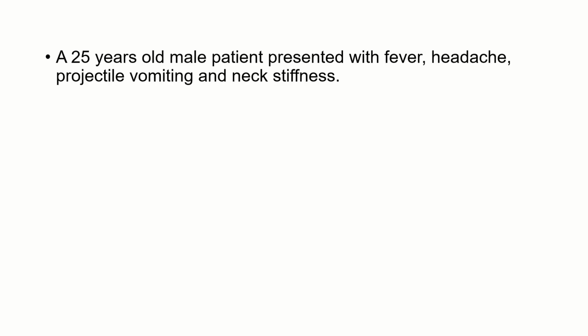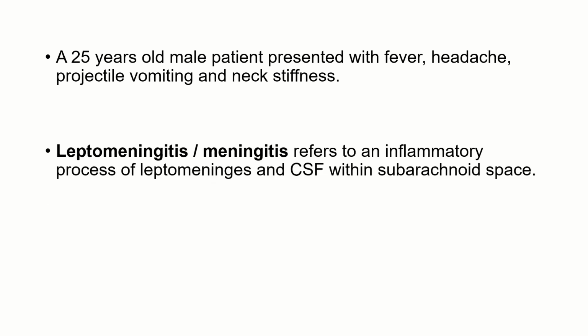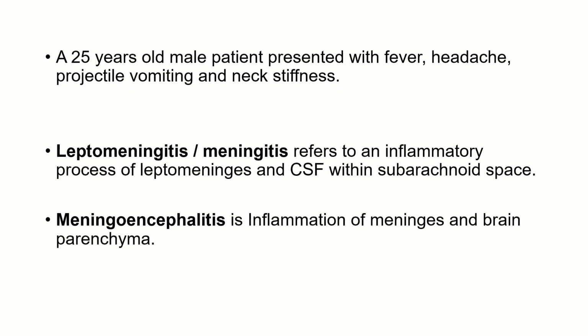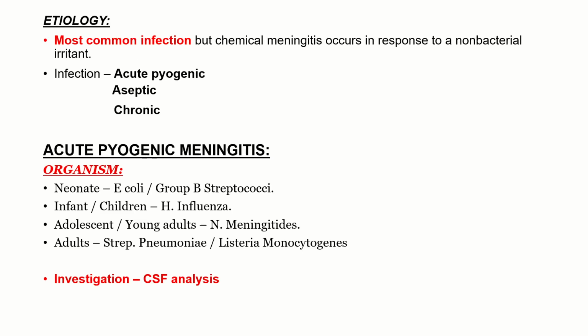Now coming to the next case. Here we have a 25-year-old male patient who presented with fever, headache, projectile vomiting, and neck stiffness. So what you will think in this case is meningitis. So what is meningitis or leptomeningitis? It refers to an inflammatory process of leptomeninges and CSF within the subarachnoid spaces. Now when this inflammation extends from the meninges into the brain parenchyma, it is called meningoencephalitis. Coming to the etiology, most commonly infection is the cause for meningitis, but sometimes you can have chemical meningitis also.